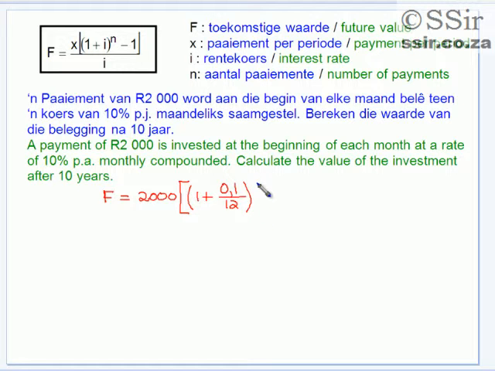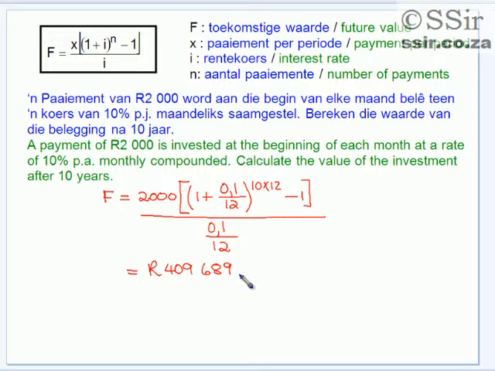It's monthly compounded, so divided by 12, and the period is 10 years compounded monthly, so we must multiply by 12, minus 1, and all of it divided by the interest rate, 0,1 divided by 12. Enter that accurately into your calculator, and you get that the future value of this annuity will be 409,689.96 cents.